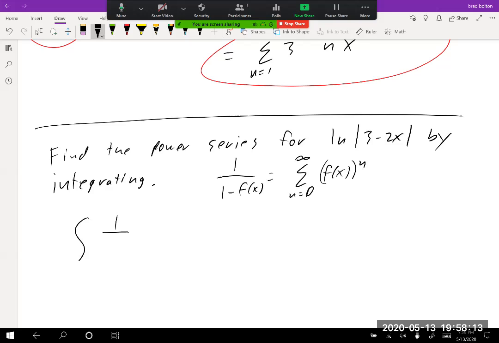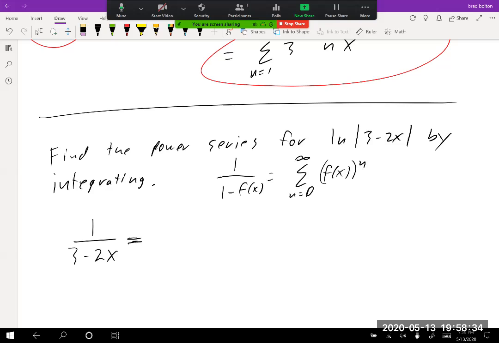Well, I know that if I integrate 1 over, so let's write this out first. Let's write out first that, how do I say this? 1 over 3 minus 2x is equal to a series. So I know I'm going to focus on that part, right?